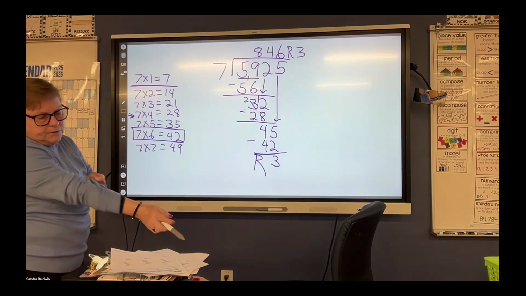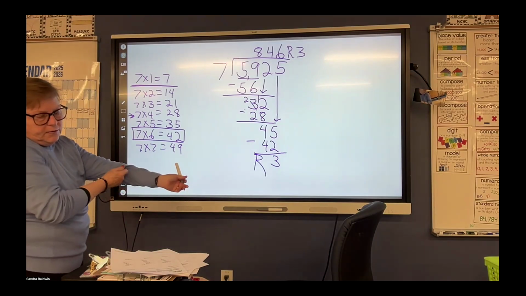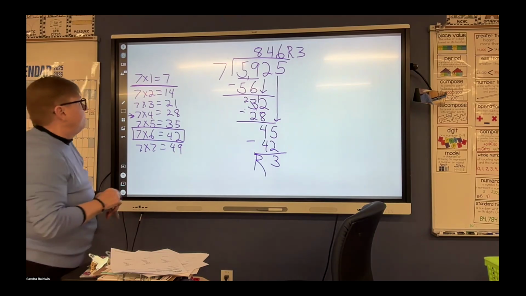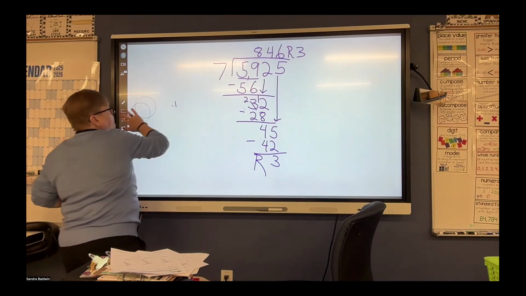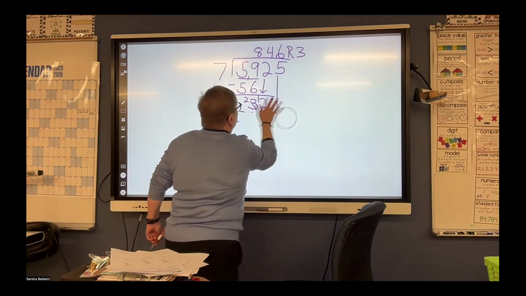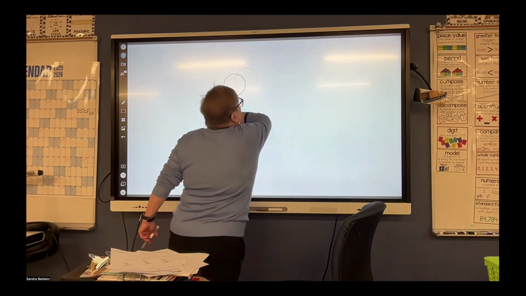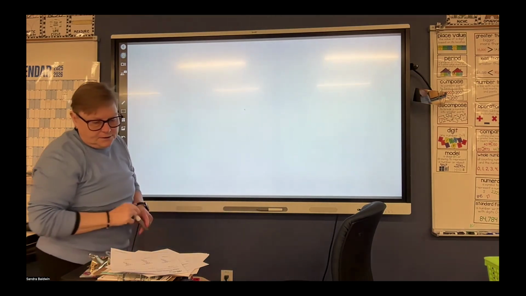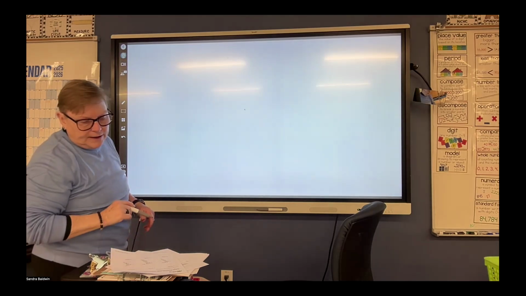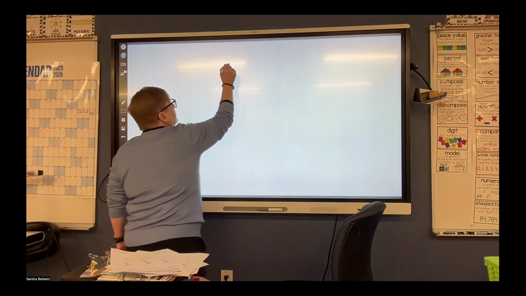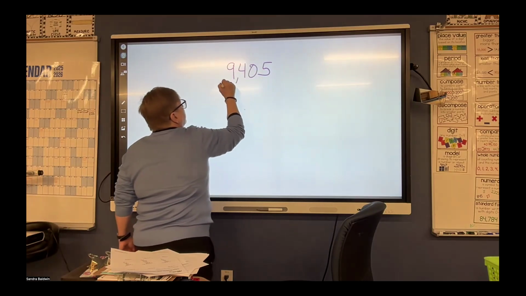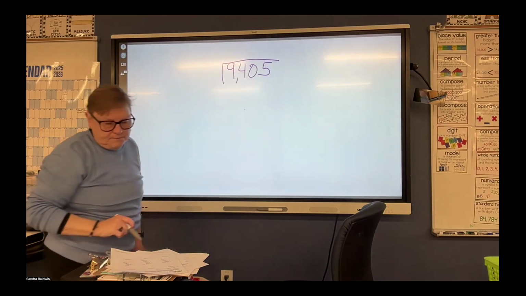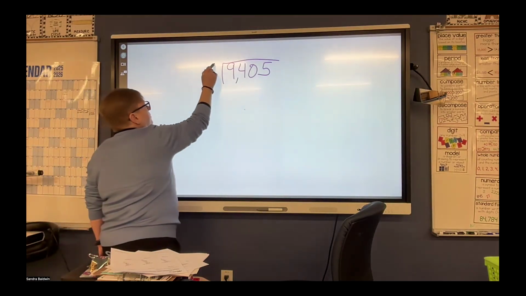Okay, my next one that we're going to talk about is number 5. So let me erase this. Number 5 is 9,405 divided by 8. 8 is our divisor.